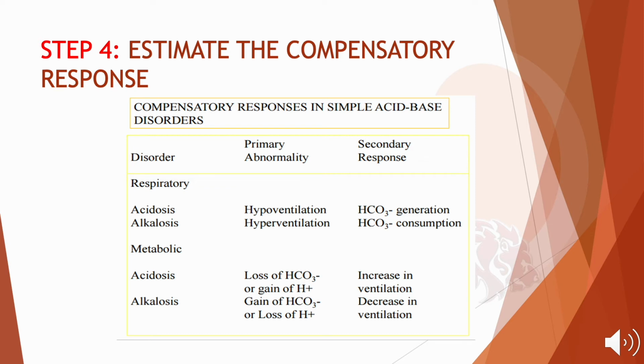In respiratory acidosis, the primary abnormality is hypoventilation, and the secondary response by the kidney is to generate bicarbonate. If respiratory alkalosis is present due to hyperventilation, the kidneys will consume the bicarbonate. In the presence of metabolic acidosis, where there is loss of bicarbonate or gain of hydrogen ion, there is an increase in ventilation as a secondary response. And in metabolic alkalosis, wherein there is gain of bicarbonate or loss of hydrogen ion, there is a decrease in ventilation as a secondary response.